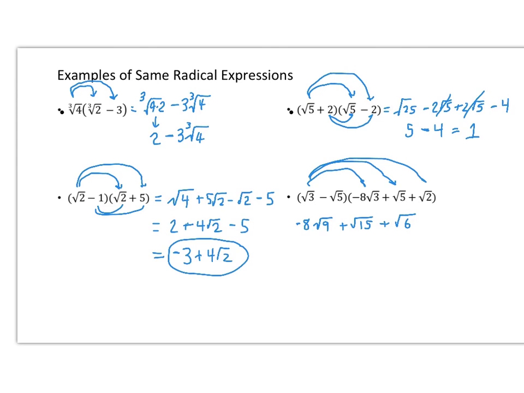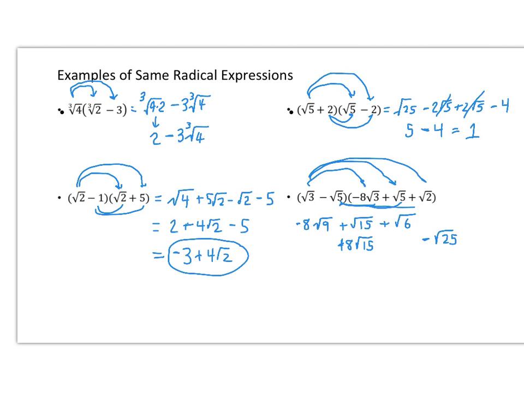Then we're going to have to do the second one, and we get a minus square root of 5 times a minus 8 square root of 3. Well, that's a plus 8 square root of 15, and I'm going to put it under the same radical symbol here because we'll be able to add those two together. The minus square root of 5 times the plus square root of 5 is going to be a minus square root of 25.